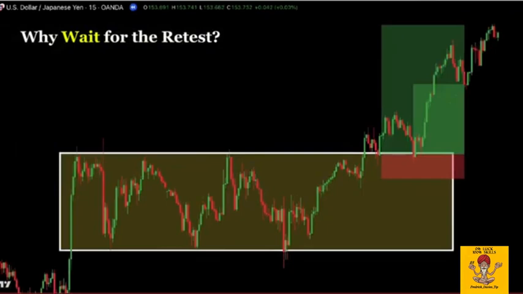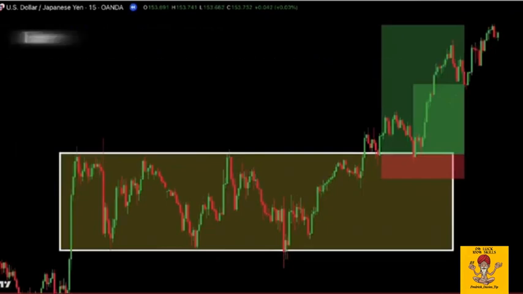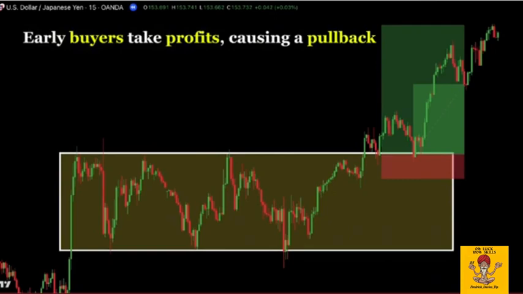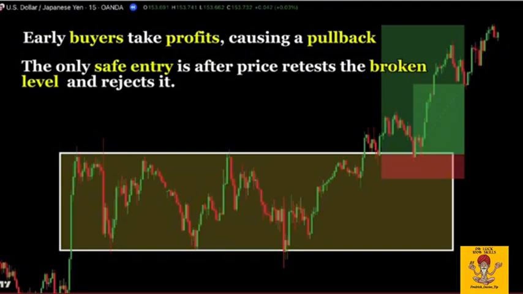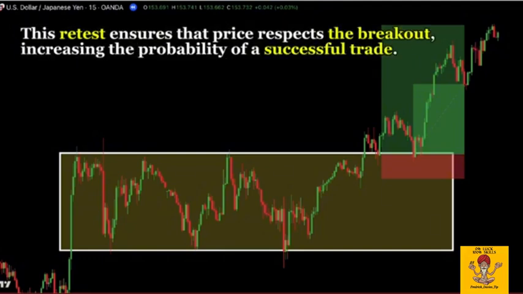Why wait for the retest? Entering immediately after the breakout can be risky because early buyers take profits, causing a pullback. The only safe entry is after price retests the broken level and rejects it. This retest ensures that price respects the breakout, increasing the probability of a successful trade.